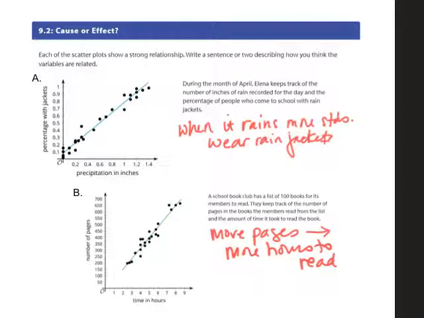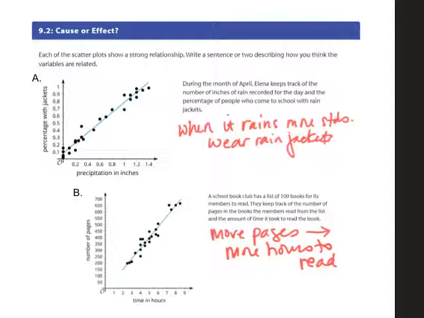Okay, go ahead and see what I wrote down. In graph A, what I see is that the more inches of rain you have, precipitation in inches, the more percent of students are wearing jackets. And that makes a lot of sense. When it rains, more students will wear rain jackets to school.